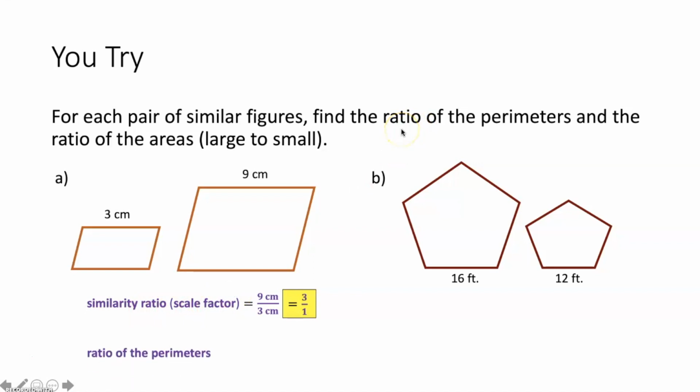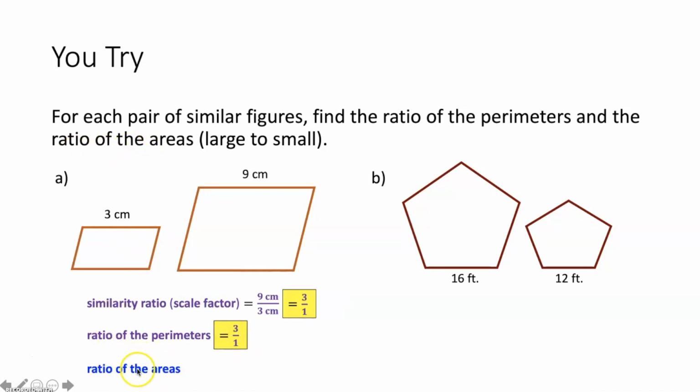Next, we want to find the ratio of the perimeters. Remember, the ratio of the perimeters is equal to our similarity ratio or scale factor. So the ratio of the perimeters would be 3 over 1. Meaning, if I were to find the perimeter of this large quadrilateral and put it over the perimeter of this small quadrilateral and simplify that ratio down, I would get 3 over 1. Lastly, we want to find the ratio of the areas.